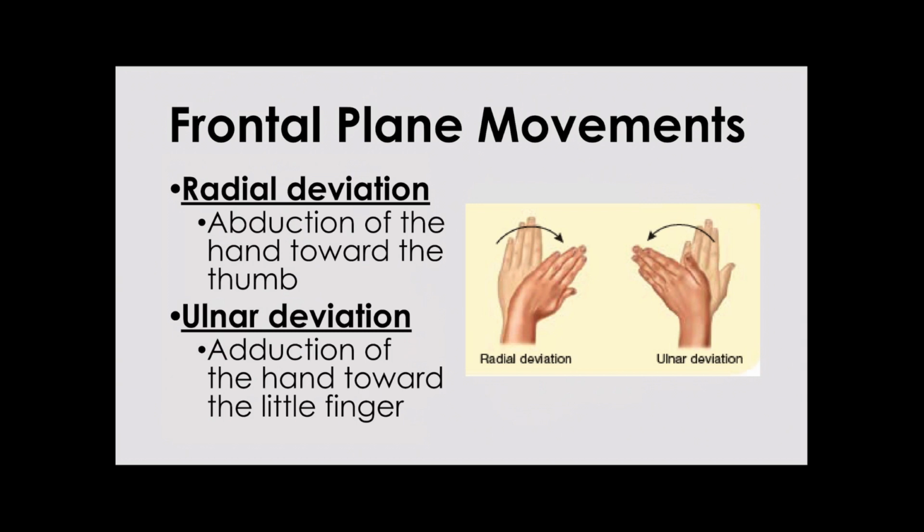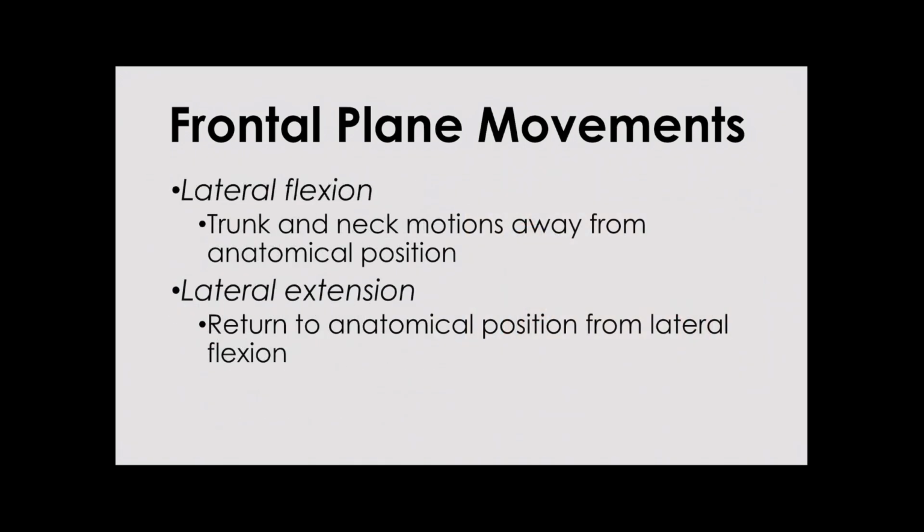You also have radial and ulnar deviation. They kind of are in the name. So for example, radial deviation is when you're going towards your thumb, because remember, radius is on the side of your thumb in both of your arms. When you have ulnar deviation, this is when you are going towards your pinky, because remember, your ulna is located on that side.